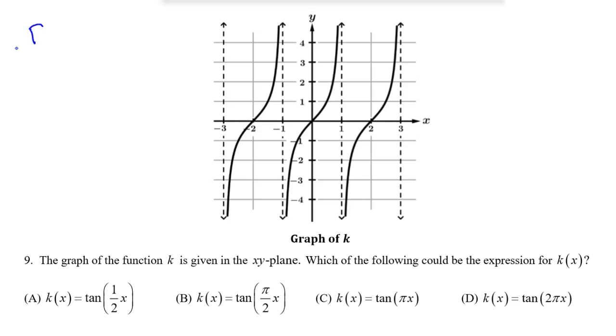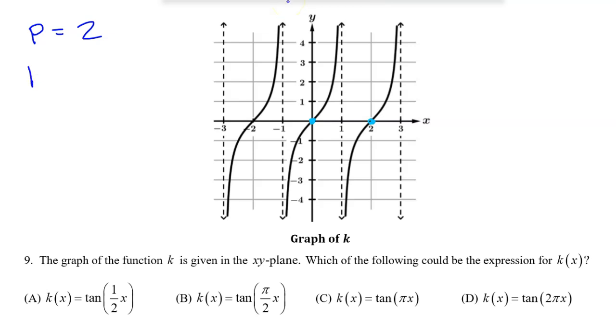First, we will need the period. And we know that the period can be measured from asymptote to asymptote. From 1 to 3, that's a period of 2. Also, you can measure the period of a tangent function from point of inflection to point of inflection. So from 0 to 2, that also tells you that the period is 2.